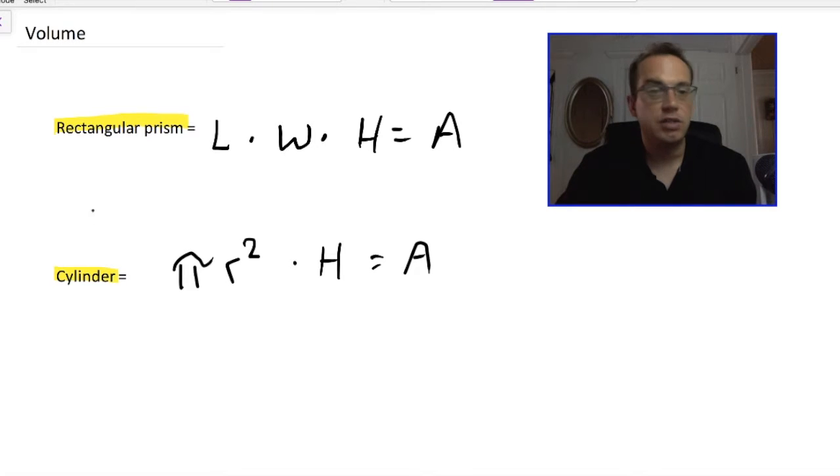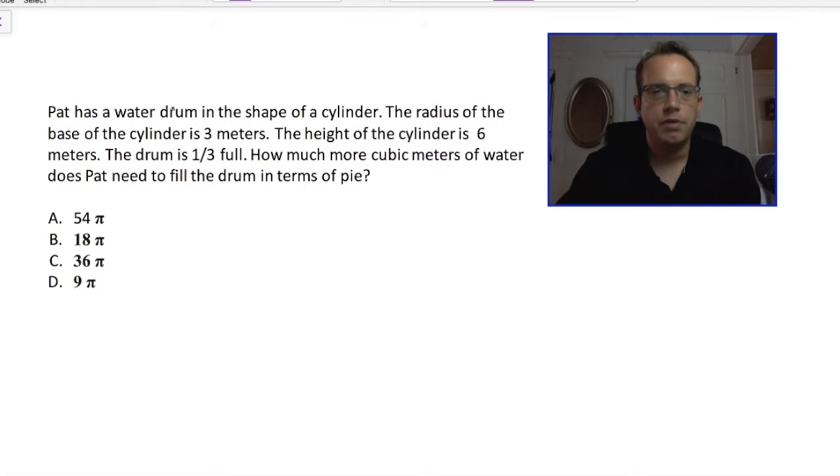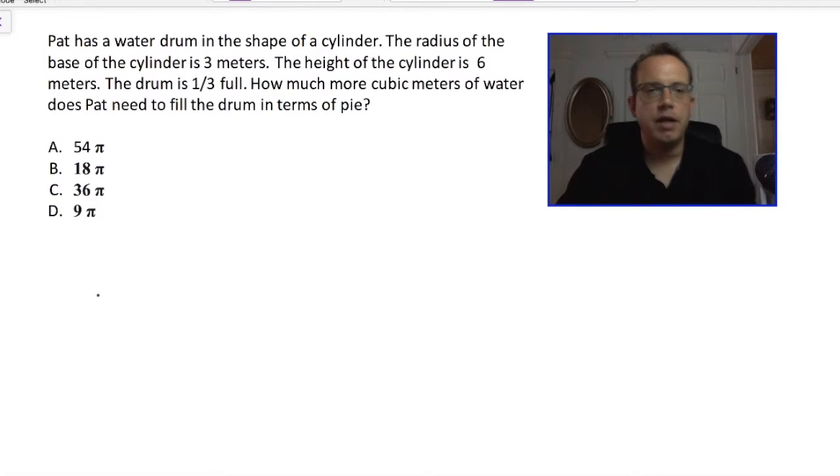In today's lesson about volume, I'm going to show you an example of both. Alright, let's get started. So our first question: Pat has a water drum in the shape of a cylinder. There's our first clue. The radius of the base of the cylinder is 3 meters. The height of the cylinder is 6 meters, and the drum is 1/3 full. How many more cubic meters of water does Pat need to fill the drum in terms of pi?